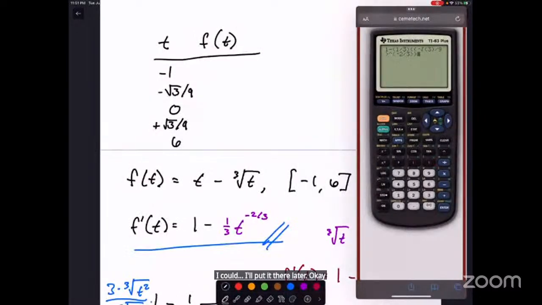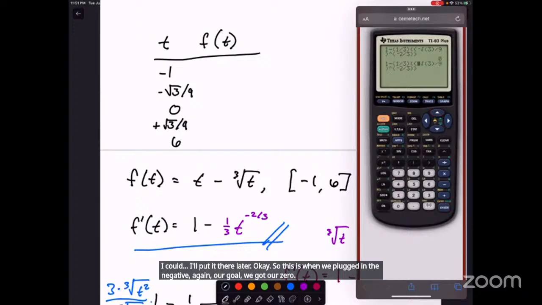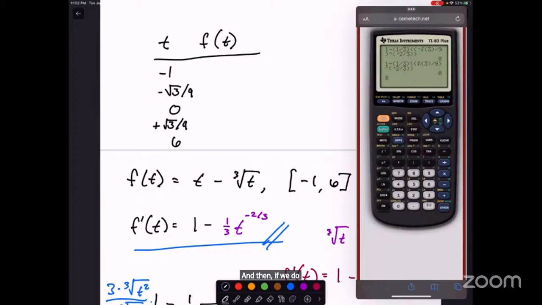Okay. So this is when we plugged in the negative. Again, our goal, we got our 0. And then if we do the positive, we get our 0. And then if we plug in 0, it should be undefined, right? Or we should get like an error. So this guy right here, if we replace that with 0, we get an error. Okay, so we confirmed those based on the derivative that we found.